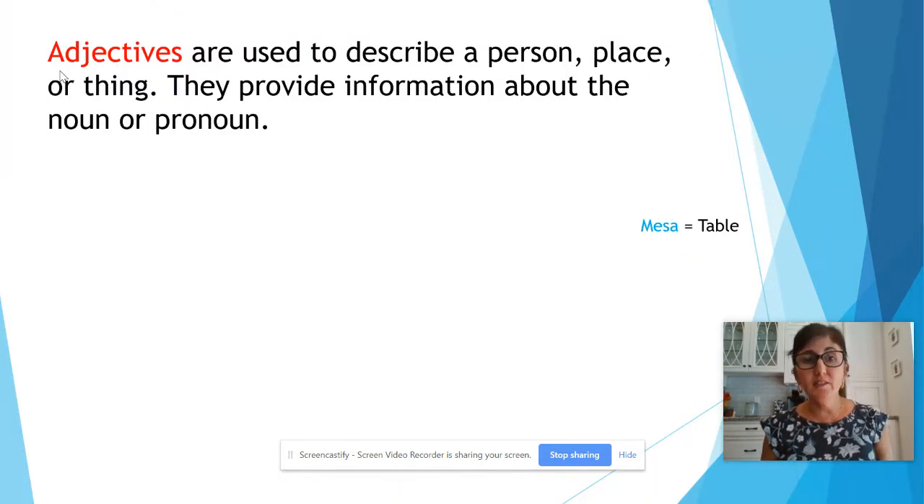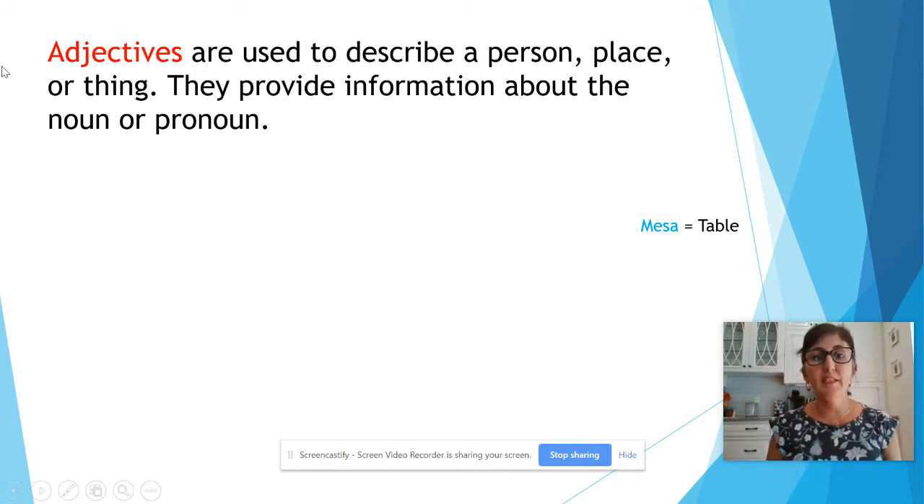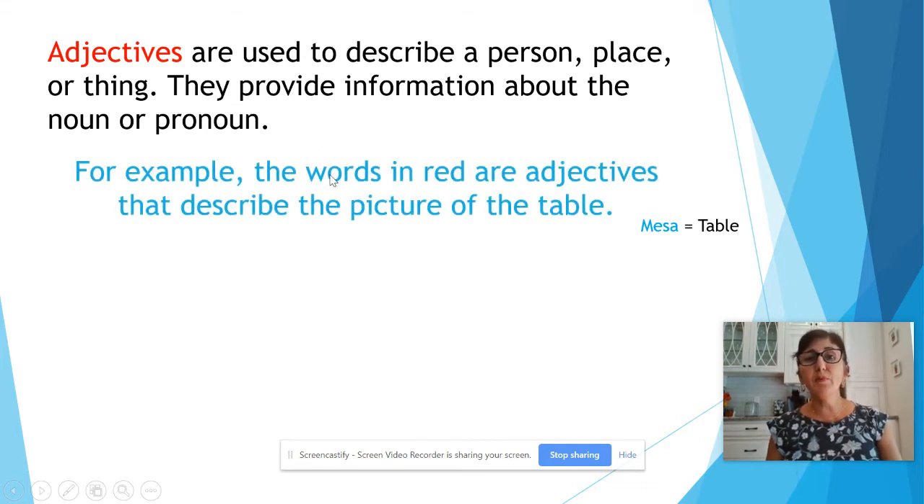An adjective is a word that is used to describe a person, place, or thing. They provide information about the noun or the pronoun. So let's take a look. For example, the words in red are adjectives that describe the picture of the table.